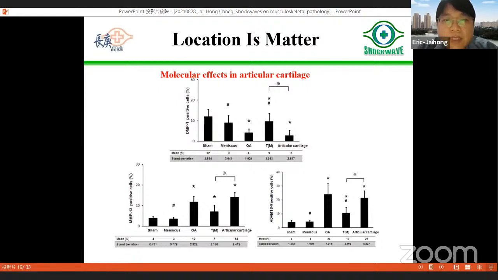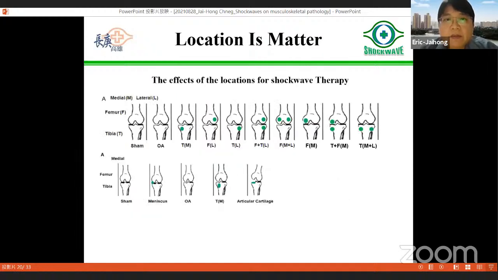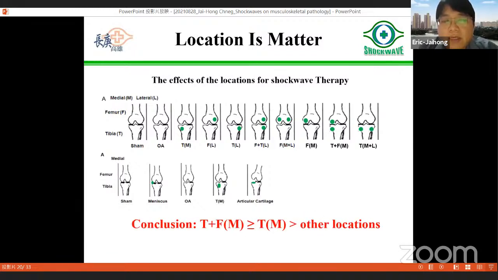Next, we can see other molecules. DMP1 can be enhanced after Shockwave therapy to the medial tibial condyle, and it suppresses MMP13 and ADAMTS5. So here we had the effects of the locations for Shockwave therapy. We applied it to the different locations and used ultrasound guidance. The conclusion is that Shockwave applied to the medial femur and tibia is better than or equal to the medial tibial condyle, and better than other locations.